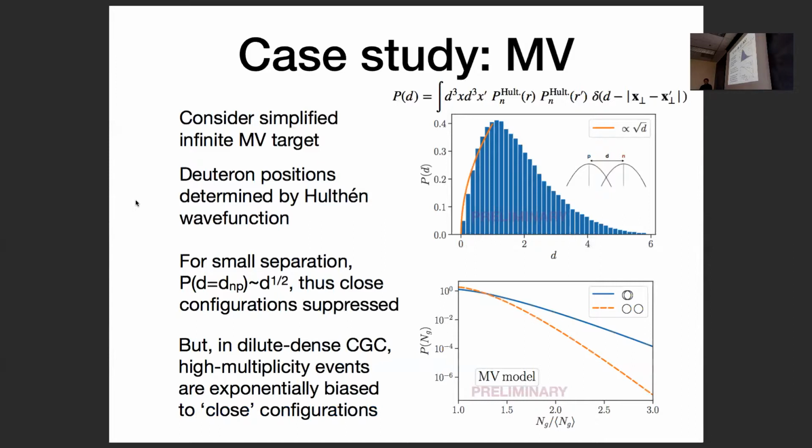However, if I look at a very pedagogical example, I calculate the multiplicity distribution, again with this MV target, but where I fix the position of the two nucleons in the projectile. In one I have them overlapping, and in another I have them very far separated. You can see that it's sort of exponentially biased: if I have this very close proton and neutron in my deuteron, I'm really able to generate a lot more high multiplicity events. So even though the separation is suppressed, these are the configurations that really make a lot of high multiplicity events.